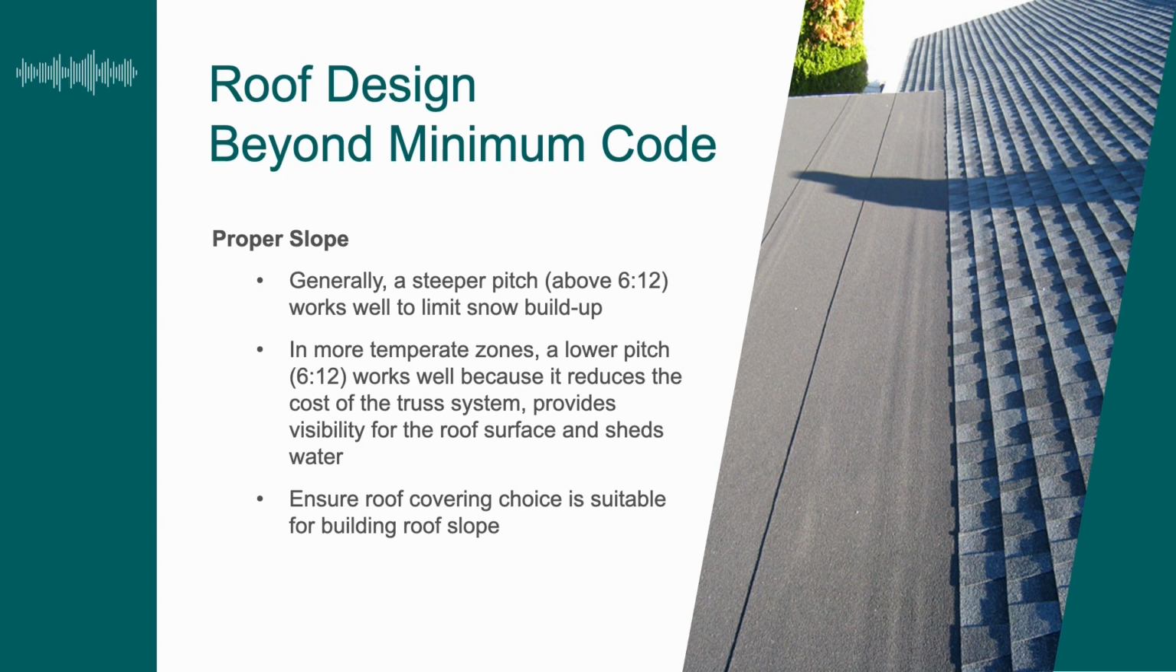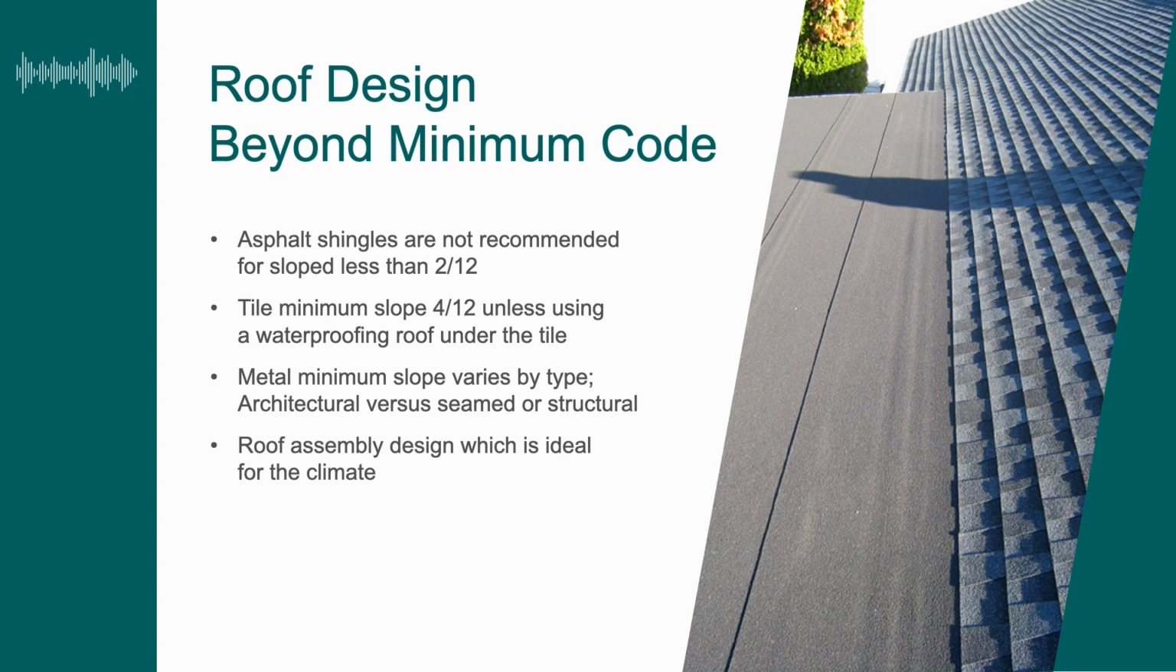Generally, a steeper pitch, 6 and 12 or more, works better for your snow conditions. In the more temperate zones, a lower pitch of 6 and 12 and lower works well because it reduces the cost of truss systems, provides visibility of the roof surface, and will also work in shedding water. Ensure the roof covering choice is suitable for your roof slope. Asphalt shingles are not recommended for slopes less than 2 and 12. Tile minimum slope is 4 and 12, using a waterproofing underlayment under the tile roofs. Metal minimum slope varies by type, architectural versus seamed or structural panels. Roof assembly design should be ideal for the climate.